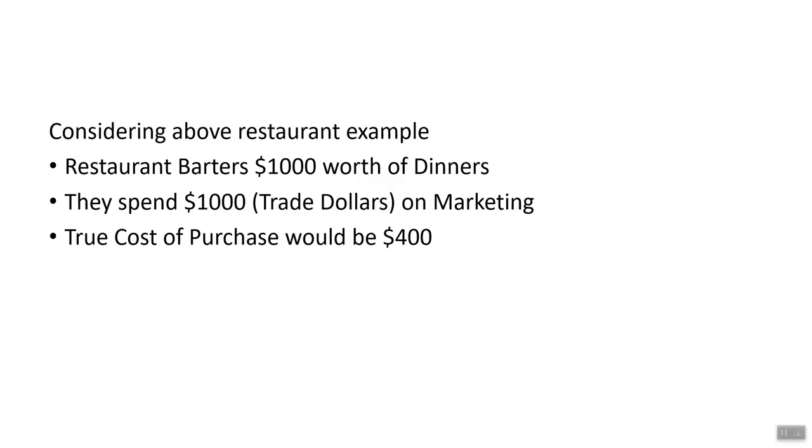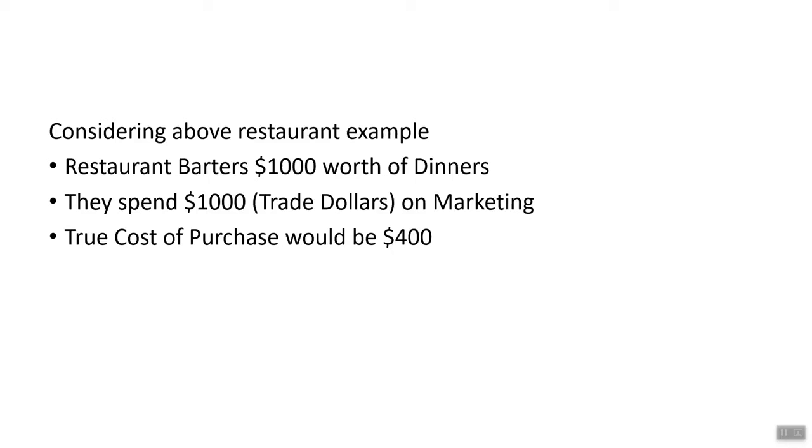So let's consider the above restaurant example, and let's say a group comes in and spends $1,000 with this restaurant. They book the restaurant out for a lunch, their office comes in, and they spend 1,000 trade dollars. The restaurant takes that $1,000 trade they just earned and spends it on marketing. Their true cost of purchasing that marketing was actually $400, because we just determined their true cost to barter was 40%. So 40% of $1,000 gives us $400. They bought $1,000 worth of marketing for $400. Pretty cool when you really think about that.